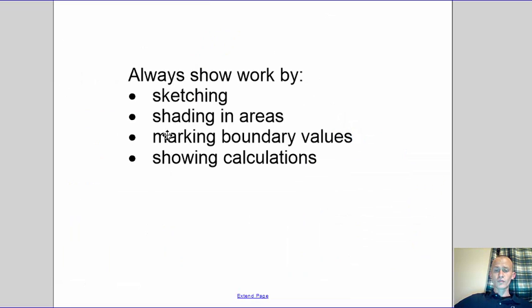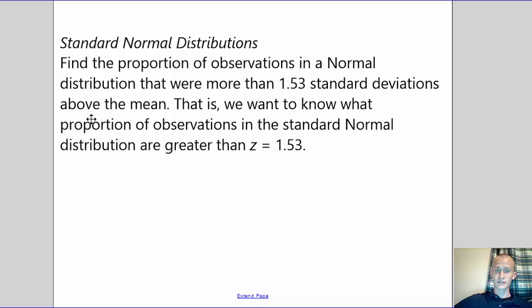So always show your work by sketching a normal curve, by shading in the areas, by marking boundaries, mean and standard deviation, and by showing your calculations. By doing these simple steps, you'll get full credit on all the problems. So let's take a look at a couple problems.